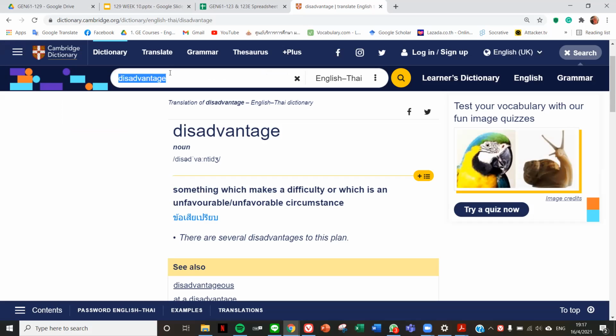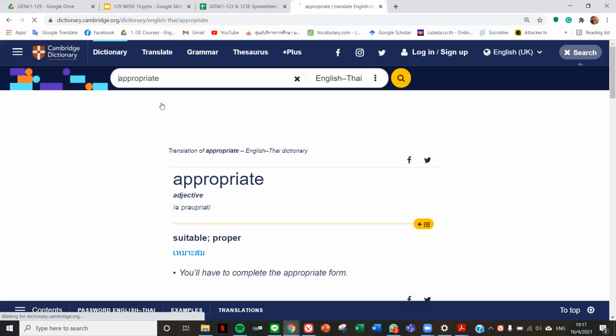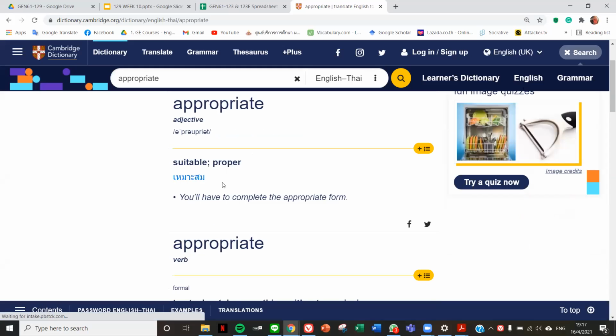I'm pretty sure you already know the meaning, but let's just check one by one. Appropriate simply means proper, suitable. When you go to your class, you should wear appropriate clothes. Your uniform can be seen as appropriate attire to go to class.